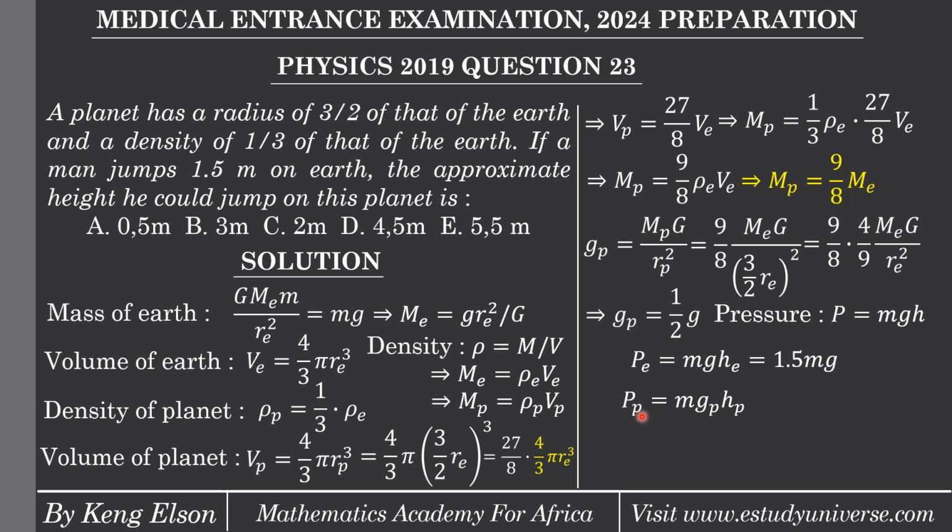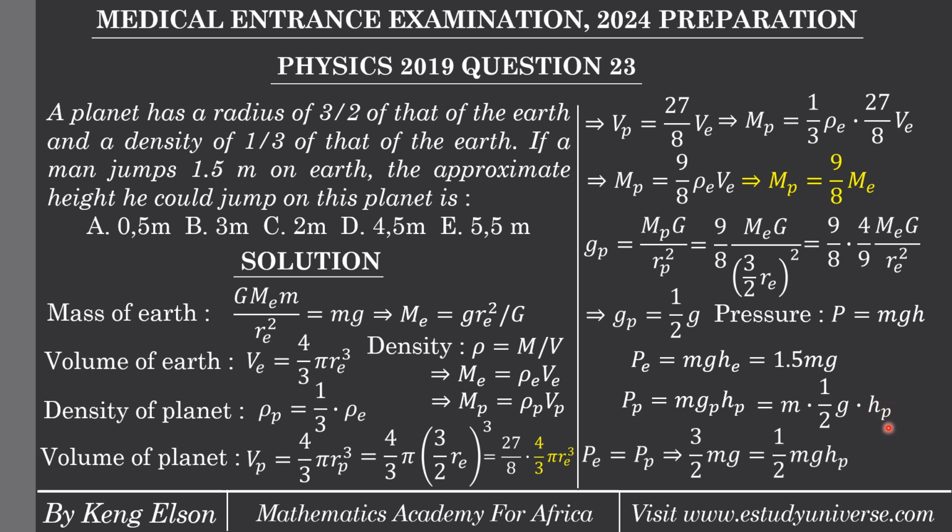Now the pressure on the planet is the mass of the man, because the mass of the man does not change, no matter where he goes. What changes is the height he is going to jump on that planet, as well as the gravitational field strength of that planet. Since we already have that the gravitational field strength of that planet is half times the gravitational field strength on earth, we are going to replace g_P with half g. Then the height that the man is going to jump on that planet, we just represent as h_P.